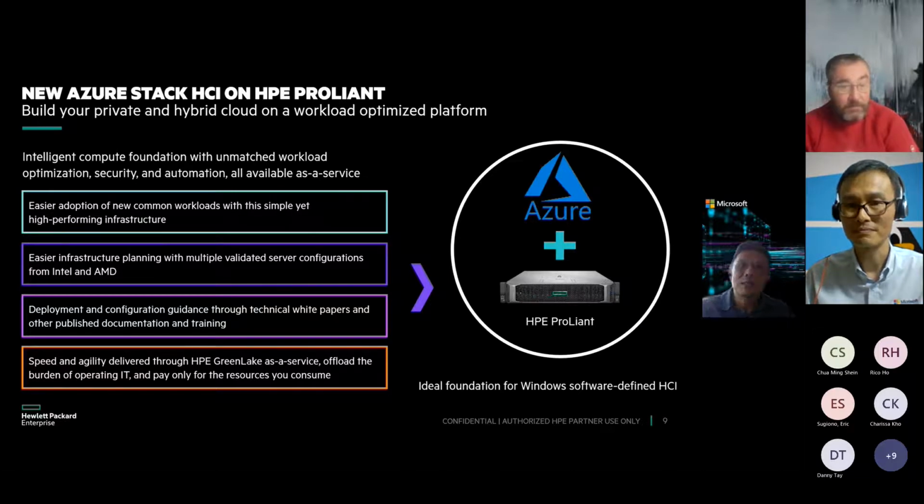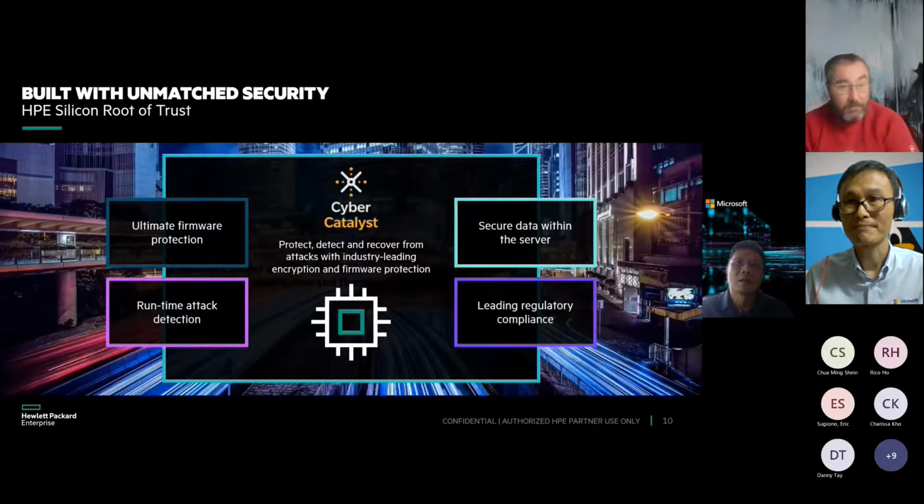Let's talk about HPE IP with built-in security. Our HPE ProLiant Gen10 and Gen10 Plus servers integrating Silicon Root of Trust technology, deployed in our HPE ProLiant and HPE Synergy, offer protection, detection, and recovery from attack with industry-leading encryption and firmware protection.